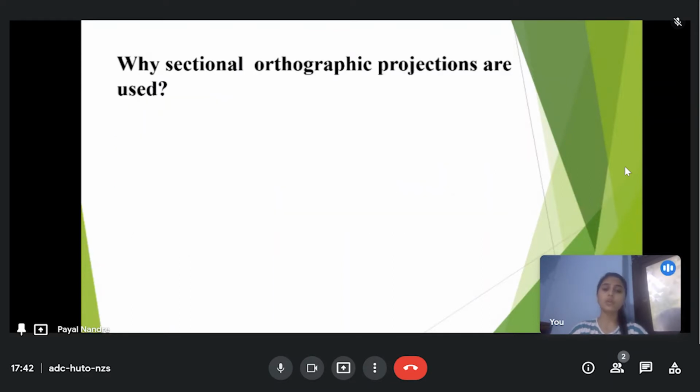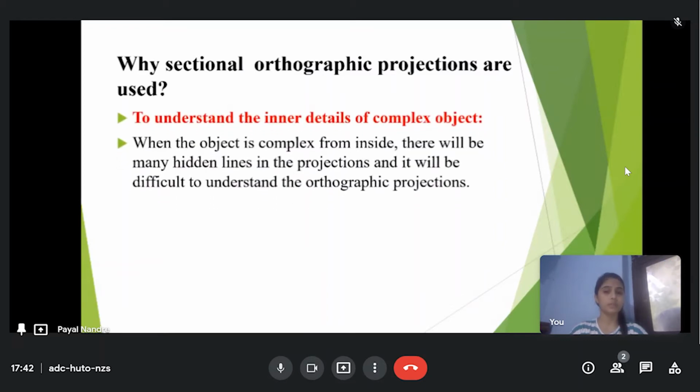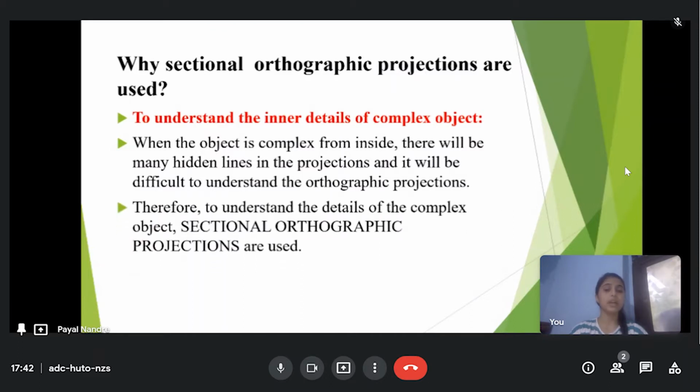Why are sectional orthographic projections used? These are used to understand the inner details of a complex object. When the object is complex from inside, there will be many hidden lines in the projections and it will be difficult to understand the orthographic projections. Therefore, to understand this easily, sectional orthographic projections are used for the details of the complex object.